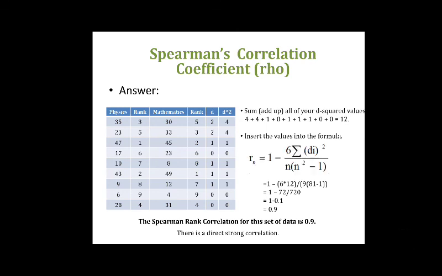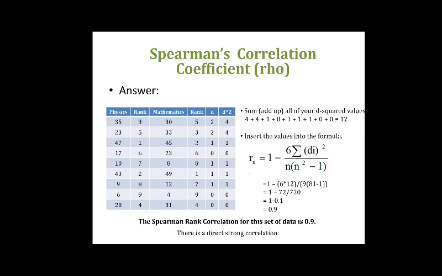So I will insert this value in the formula. The formula is 1 minus 6 into the summation of the squares. What is the summation? We have calculated it over here, that is 12. So 6 into 12 divided by n, how many entries are in the table? 9. So 9 into 9 square, that is 81, minus 1. What value do you get after calculation? That is 0.9. What is the sign here? Plus, so which relation is that? Direct relation.